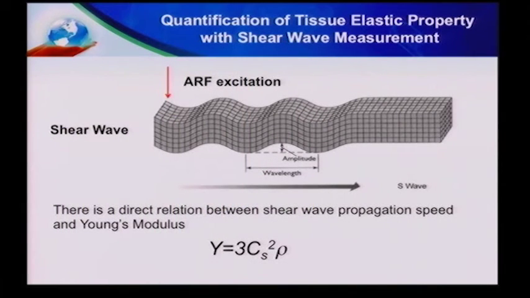So the second one I want to talk about is using shear wave to look at tissue mechanical property. Essentially, you can excite a force at one end, and that induced vibration will induce a shear wave that propagates horizontally. If we measure that shear wave propagation speed, we can calculate the Young's modulus. Essentially, Young's modulus equals 3 c_s squared rho, and c_s is the shear wave propagation speed.